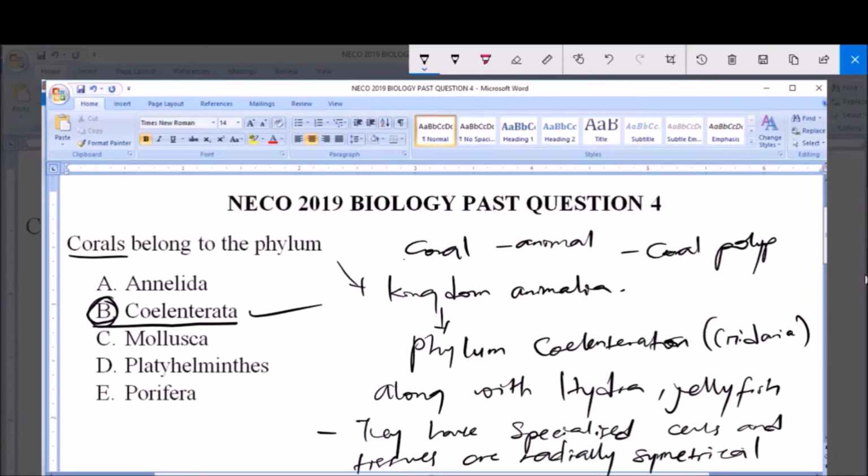Now the phylum Annelida is made up of the segmented worms. The Mollusca is made up of those with shells like the snail. The Platyhelminthes is the flatworm, like a tapeworm. And the Porifera are sponges, which exist in colonies. But Coelenterata do not exist in colonies, so they are not sponges.